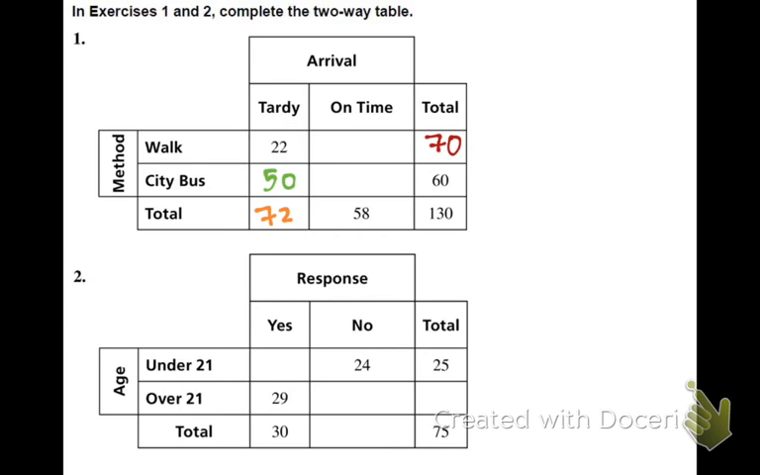50. You don't have to do it this way. You can do it many different ways. This is just easy. 50 of them were tardy that took the bus. How many of them were on time and took the bus? 10 of them. And then there are a couple ways to do this, but 58 total, 10 of them took the bus, so how many of them walked? 48. You could have done that many, many ways. I just like to do it the easiest and keep going.